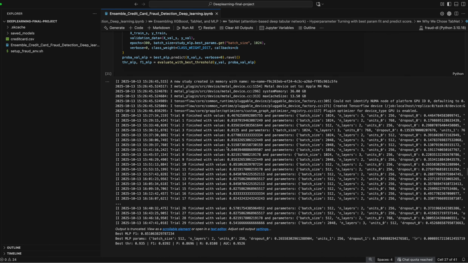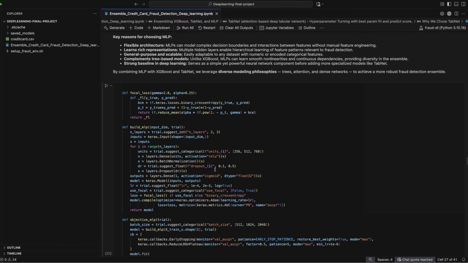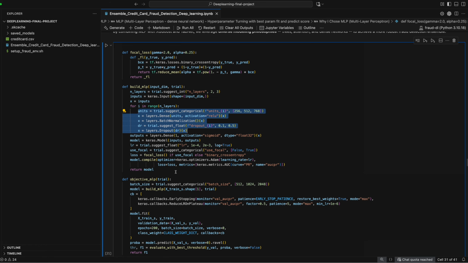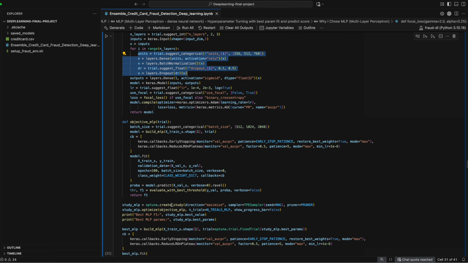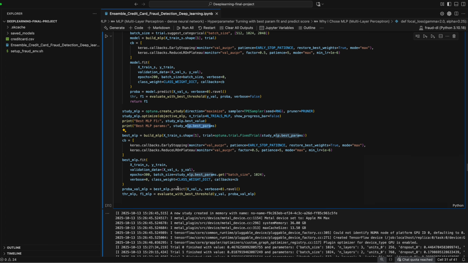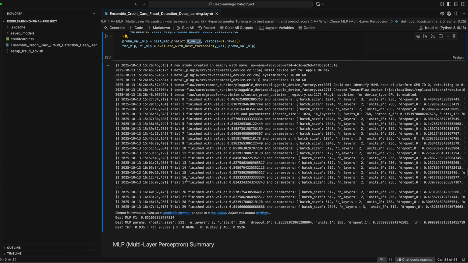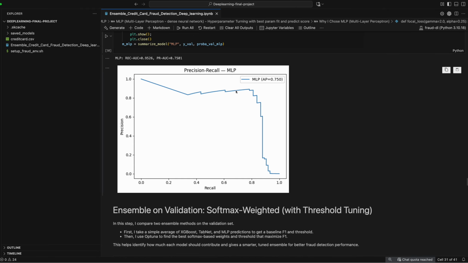Again, I did the same hyperparameter tuning for the multi-layer perceptron, where you have these dense layers on the model. I'm doing the study for that, finding the best parameters, and then once you find the best parameters, you try to predict. Whatever threshold and amounts you get, I put it in here. So this is the best output, probably the best point where I get a good precision, recall, and F1 score.